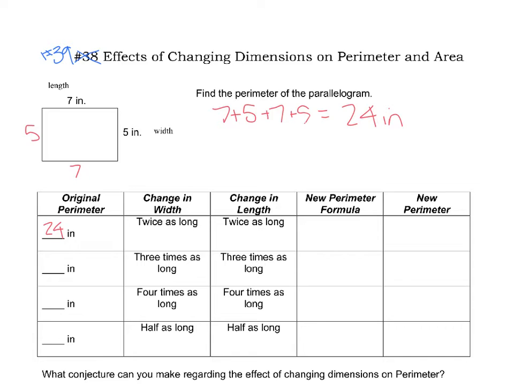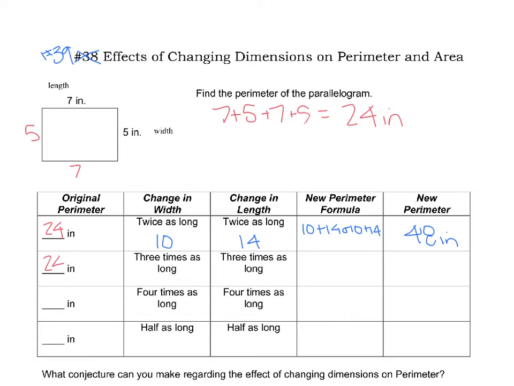And we're going to make a few changes. So here we're going to change the width to twice as long. So the new width will become 10, and we're going to also change the length, make it twice as long, so the new length would be 14. So the new perimeter formula would basically be 10 plus 14 plus 10 plus 14, which means the perimeter is 48 inches. Okay, let's look at the next one.